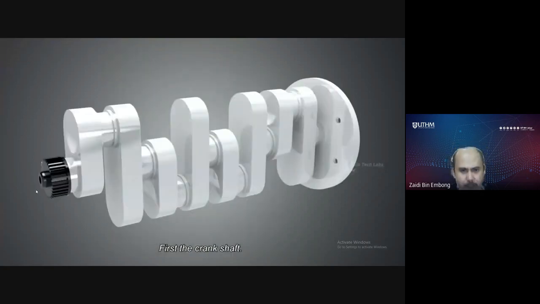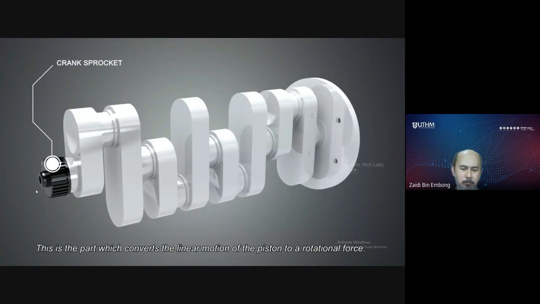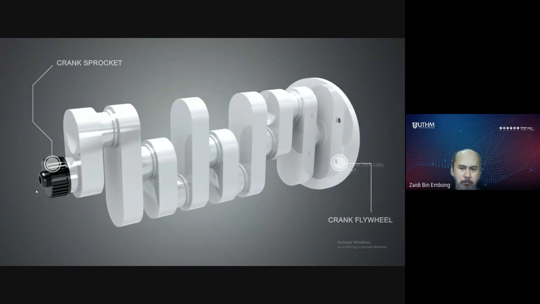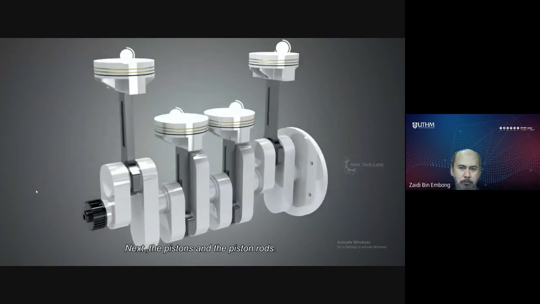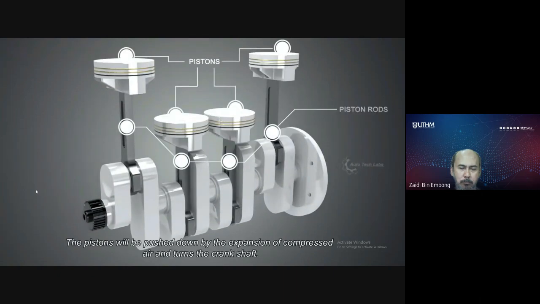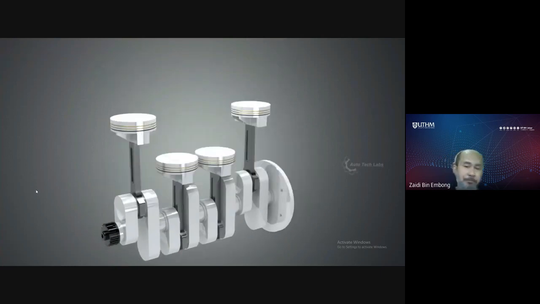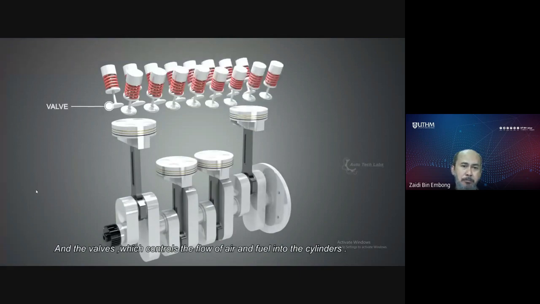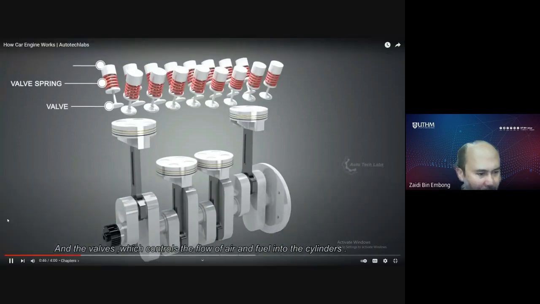First, the crankshaft. This is the part which converts the linear motion of the piston to a rotational force. Next, the pistons and the piston rods. The pistons will be pushed down by the expansion of compressed air and turn the crankshaft. And the valves, which control the flow of air and fuel into the cylinders.